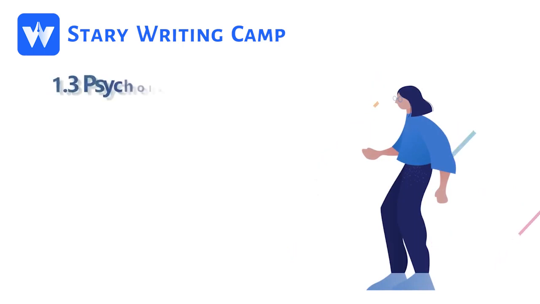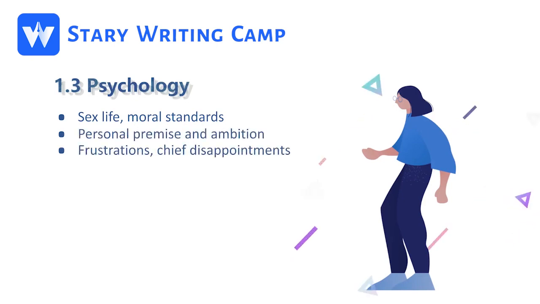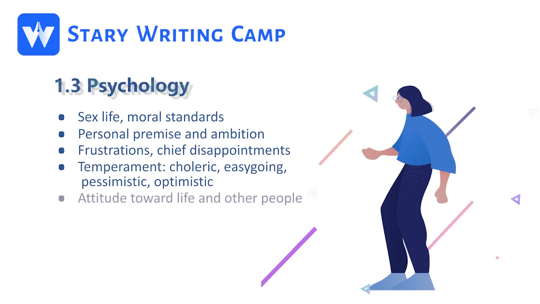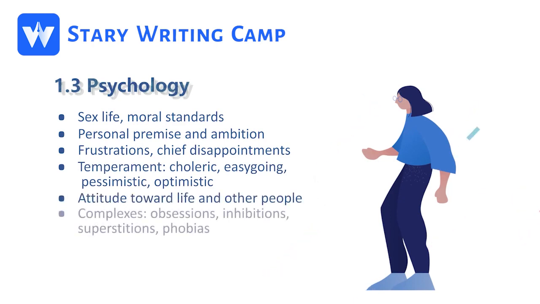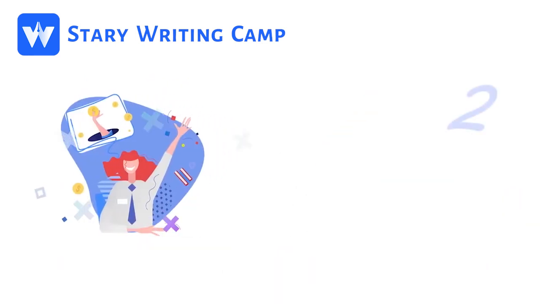1.3. Psychology. What should be considered about psychology is sex life, moral standards, personal premise and ambition, frustrations, chief disappointments, their temperament, their attitude toward life and other people, any complexes, their abilities, the qualities about them. Let's move on to the next part.